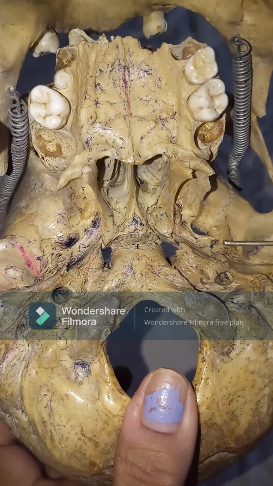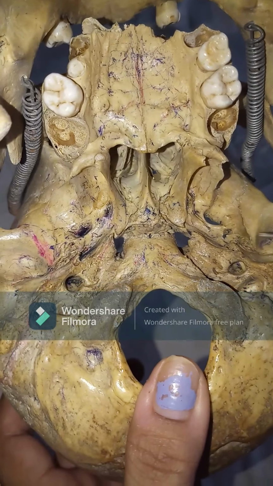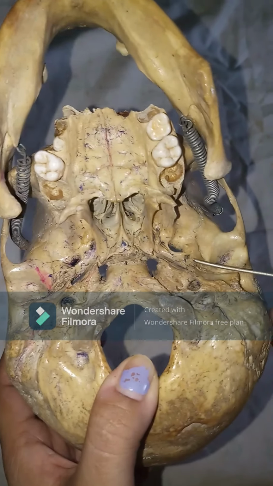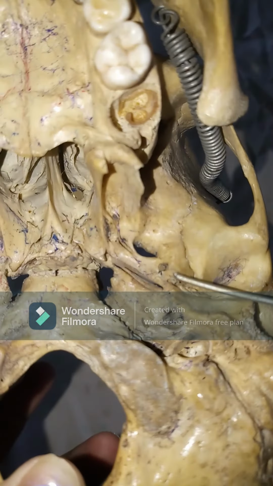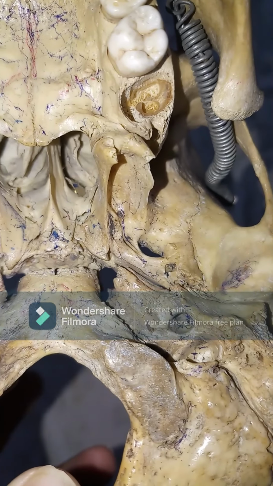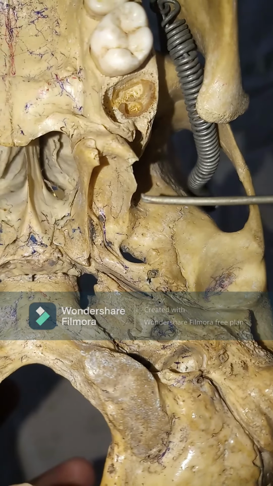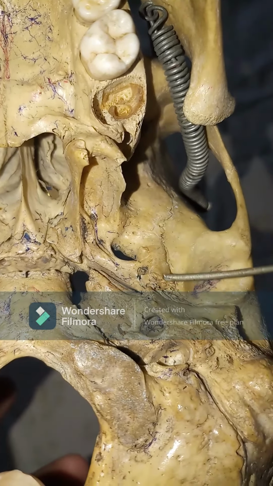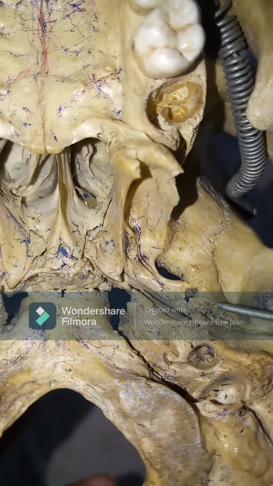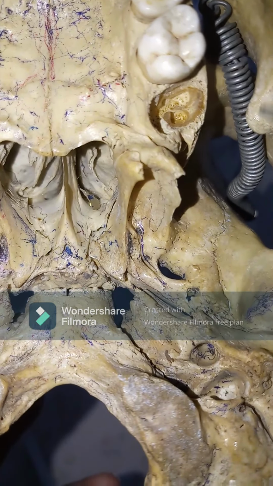The two muscles attached to the spine of sphenoid are tensor veli palatini and tensor tympani, and three ligaments. Okay, so this is the spine of sphenoid, which gives attachment to two muscles and three ligaments. Two muscles: tensor veli palatini and tensor tympani. Three ligaments. One is the pterygospinous ligament between the pterygoid plate and the spinous process of sphenoid bone. Then the sphenomandibular ligament between the spinous process of sphenoid bone and the mandible, like this.